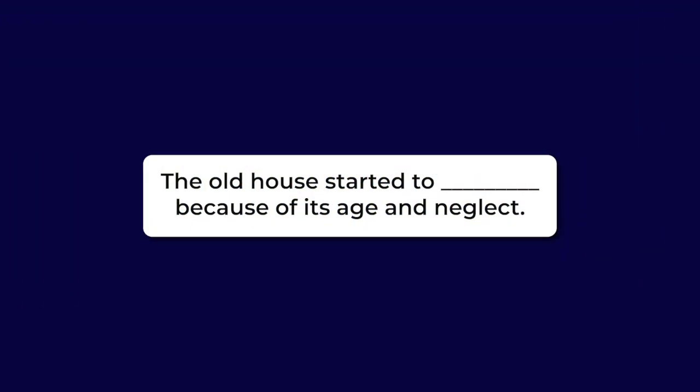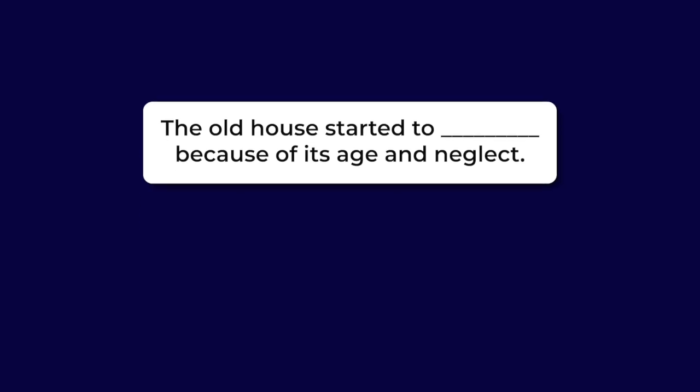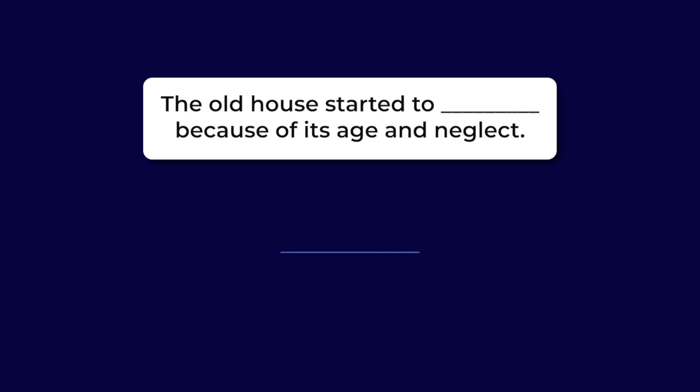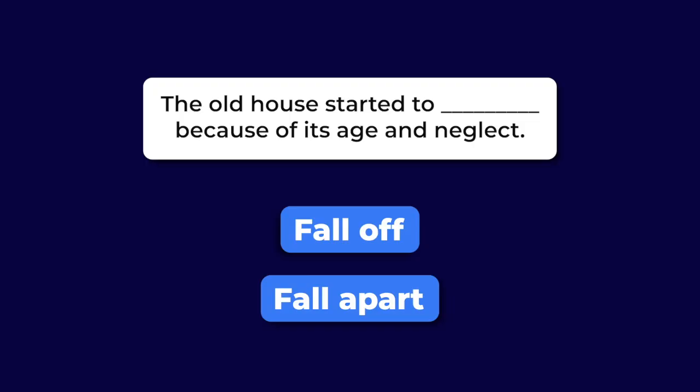If we are going to get the car that we own from the mechanic shop, so the person that fixes our car, and bring it back with us, we are picking it up. Sometimes we say, I can pick you up from work. That means I can drive there and get you in my car and bring you home from work. The old house started to blank because of its age and neglect. The old house started to fall off, or the old house started to fall apart.